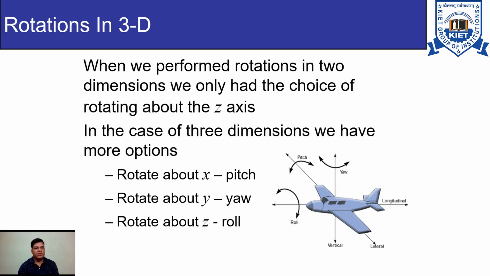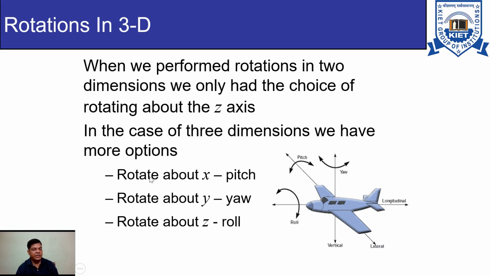Now rotation. Rotation is basically changing the orientation of an object along a circular path. Whenever we are changing the orientation of an object along a circular path, it is called rotation. When we perform rotations in two dimensions, we only had the choice of rotating about the z-axis. In the case of three-dimensional space, we have more options.